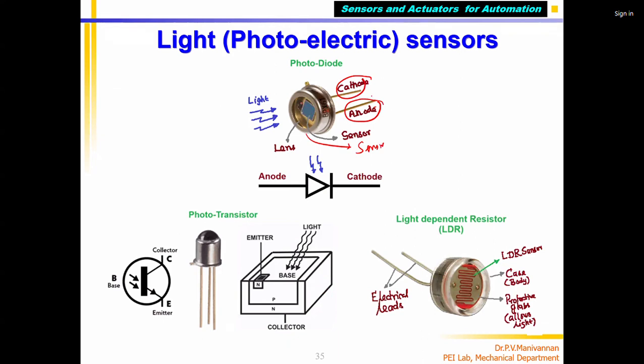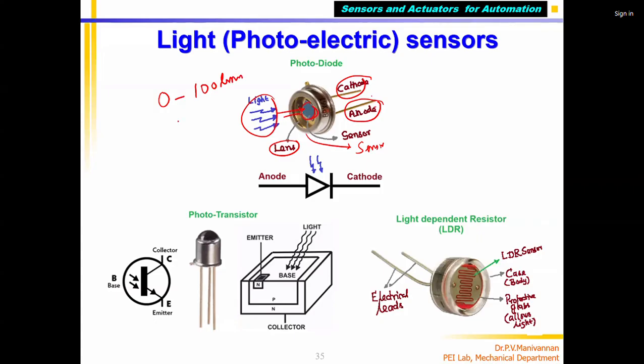Made of metal. And here you have a lens, the front one. When light falls, it will be focused by the lens and fall on the sensor, depending upon the amount of light intensity. Say 0 to 100 lumens, the light is changing, the intensity is changing.